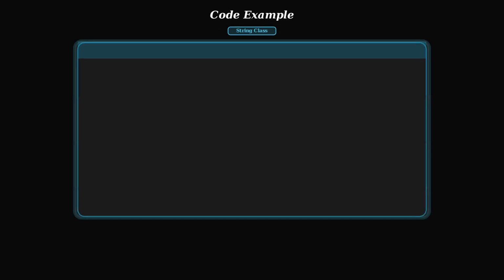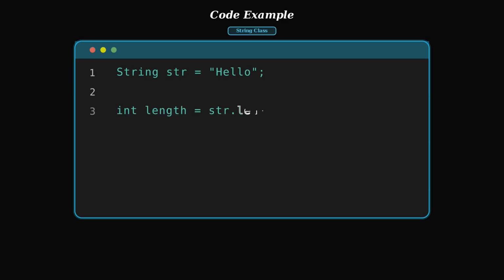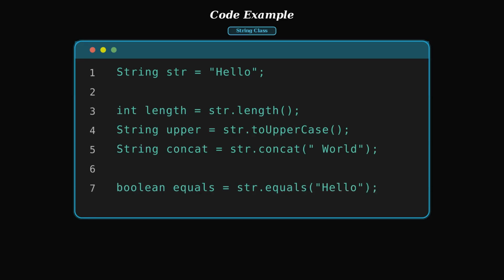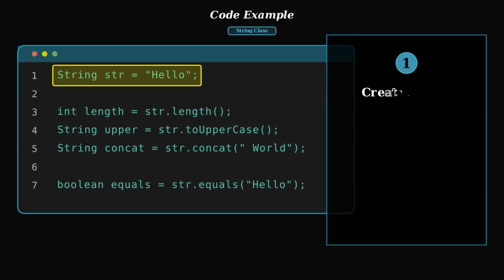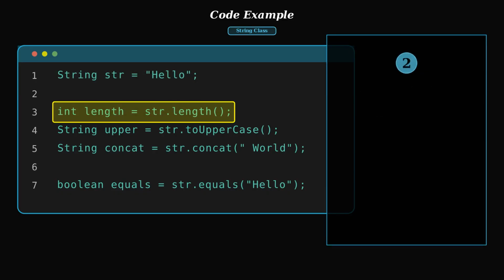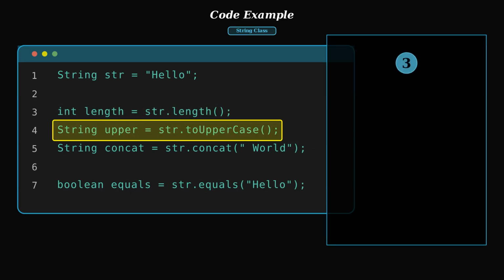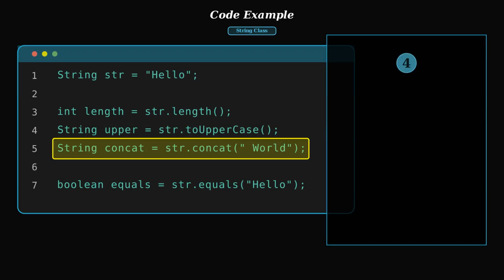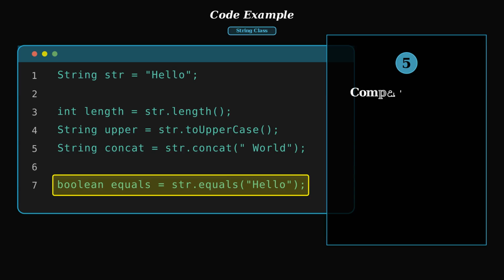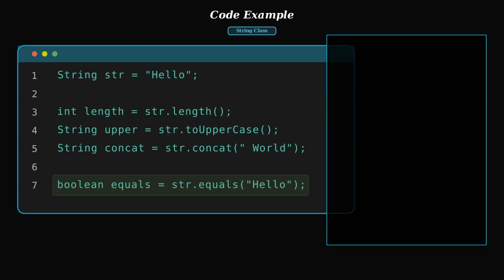Let's see how to implement String class in code. Here is the implementation. Create string. Initialize with literal. Get length. Count characters in string. Convert case. Make all letters uppercase. Concatenate strings. Join with another string. Compare strings. Check if equal to another. Now let's see the output of this code.